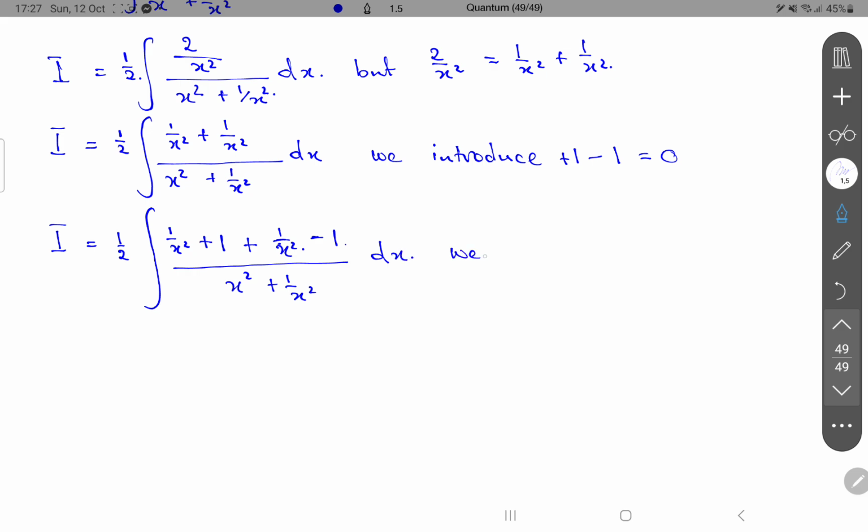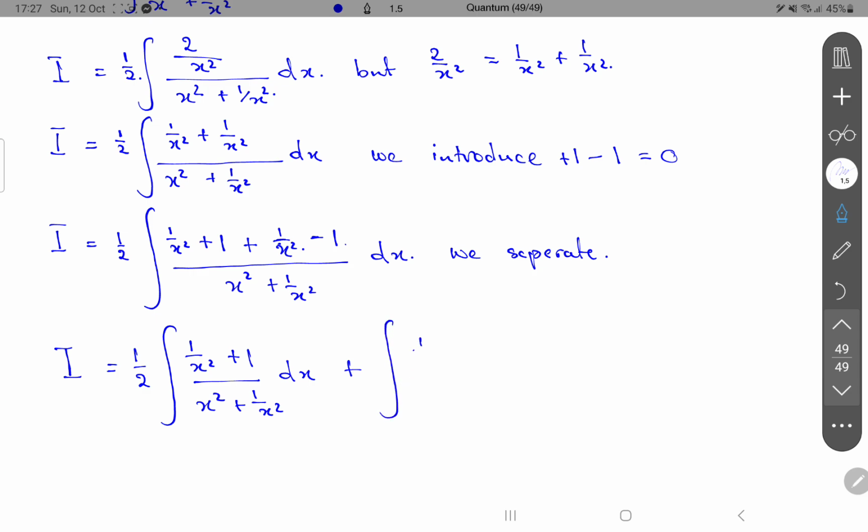Now, we separate like this. So how we separate, we are going to say the integration I of this is going to be 1 over x squared plus 1 over x squared over x squared plus 1 over x squared dx, plus the integral of 1 over x squared minus 1 over x squared over x squared plus 1 over x squared dx. That's how we separate it.